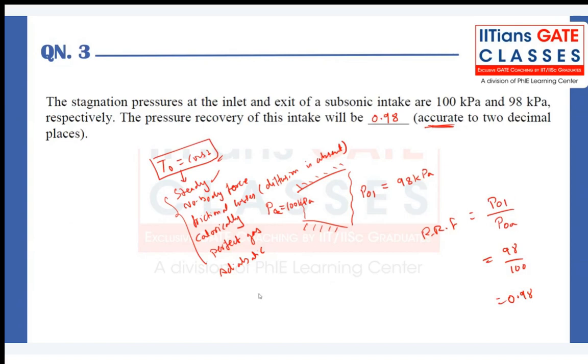Okay, so then why is this important, the total pressure loss? Because it directly quantifies the rise in entropy of the system. How?